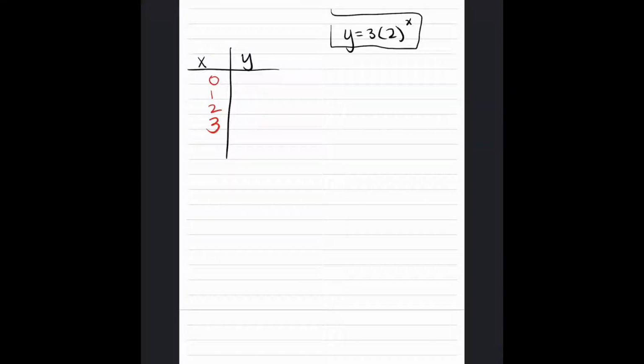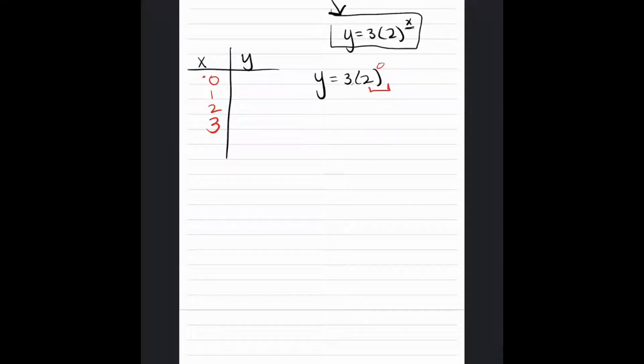I like to pick 0, 1, 2, and 3 though, just because it shows me how my graph is going to start out. So I'm going to plug each of those x values into this equation for x. I'm going to rewrite it, y equals 3 times 2, and instead of to the x power, I'm going to start with my first one, which is 0. So now this says 3 times 2 to the 0 power. I have to do my exponent first, so I have to figure out what 2 to the 0 power is.